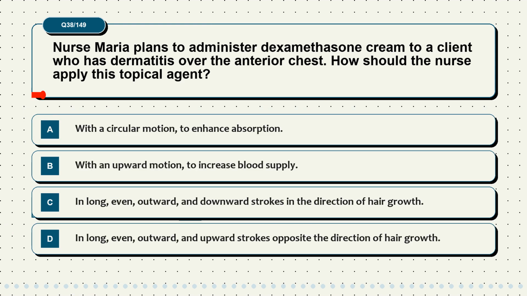Question 38. Nurse Maria plans to administer dexamethasone cream to a client who has dermatitis over the anterior chest. How should the nurse apply this topical agent? Here are the options. Option A. With a circular motion to enhance absorption. Option B. With an upward motion to increase blood supply. Option C. In long, even outward and downward strokes in the direction of hair growth. Option D. In long, even outward and upward strokes opposite the direction of hair growth.